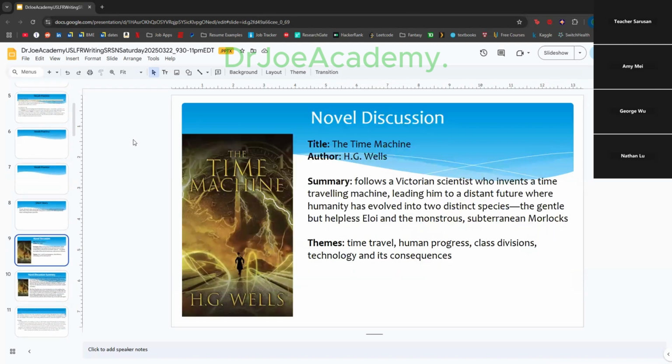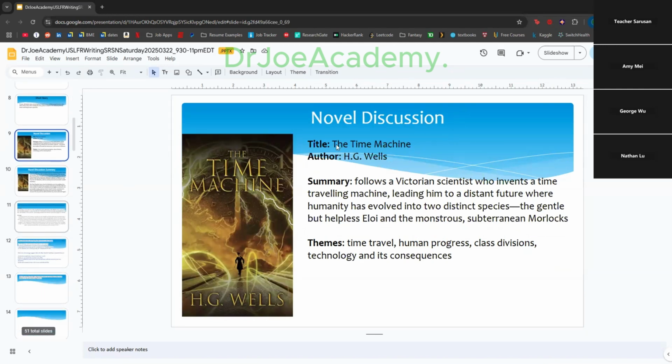Let's shift gears. Let's go over to our novel discussion. For this week, we are going to check out The Time Machine by H.G. Wells. Let's have someone read this slide. Melinda, can you read this slide for us, please?